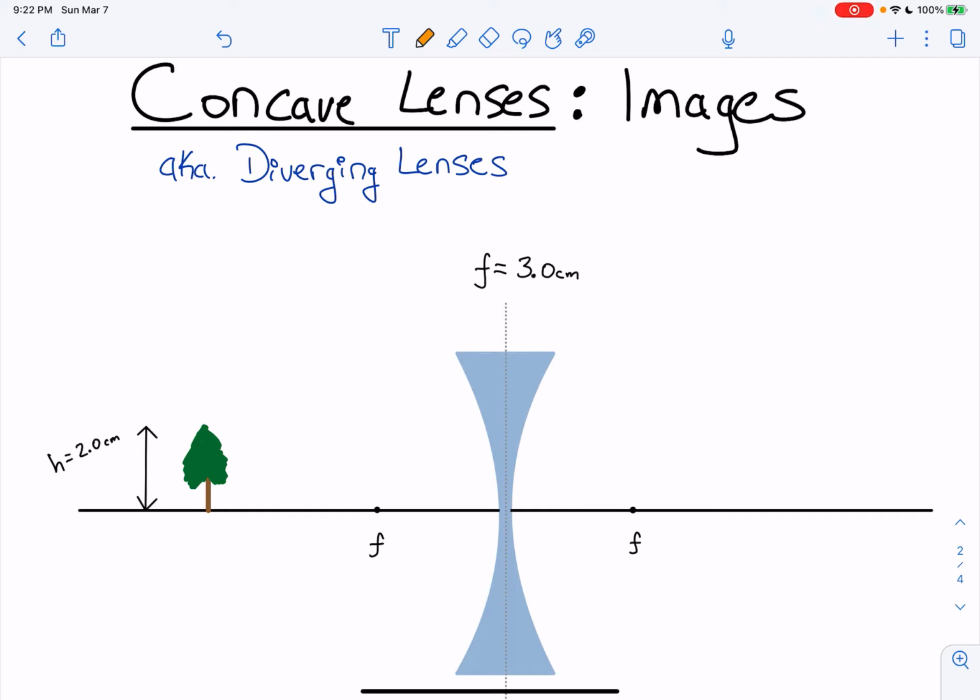What are some representative light rays we could use to trace out where the image is formed? The first ray that I think would be useful is going to be starting from the top of the object and going straight to the lens, parallel to the optical axis. In this case, we know from our analysis before that we're going to end up with a ray that is diverging away from the optical axis, such that if you were to trace it back, it would pass through the focal point on the left side.